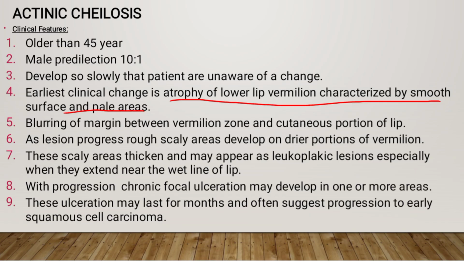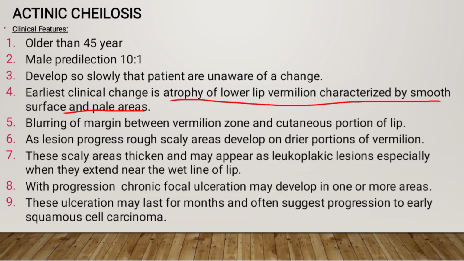So the lower lip vermilion basically becomes atrophic. When it becomes atrophic, the underlying connective tissue and blood supply are more exposed, so it becomes smooth and pale areas. Next, blurring of the margins between the vermilion zone and the cutaneous portion of the lip.